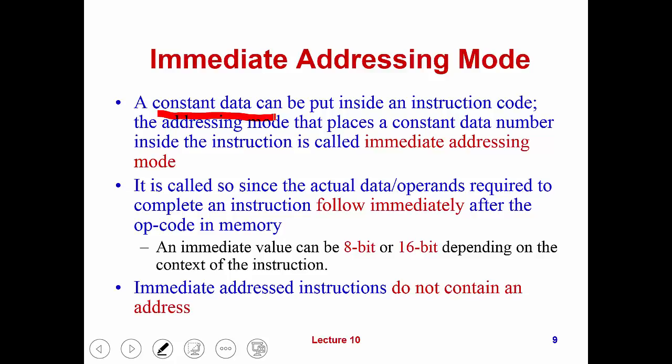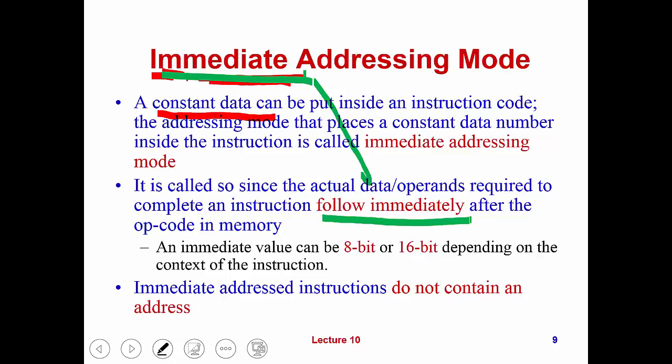Now it's called so because the actual data required for the instruction follows immediately after the opcode. That's why it's called immediate mode. Why is it called immediate mode? Because data follows immediately. So following the opcode immediately is the operand. In general, this operand is constant data, given explicitly.